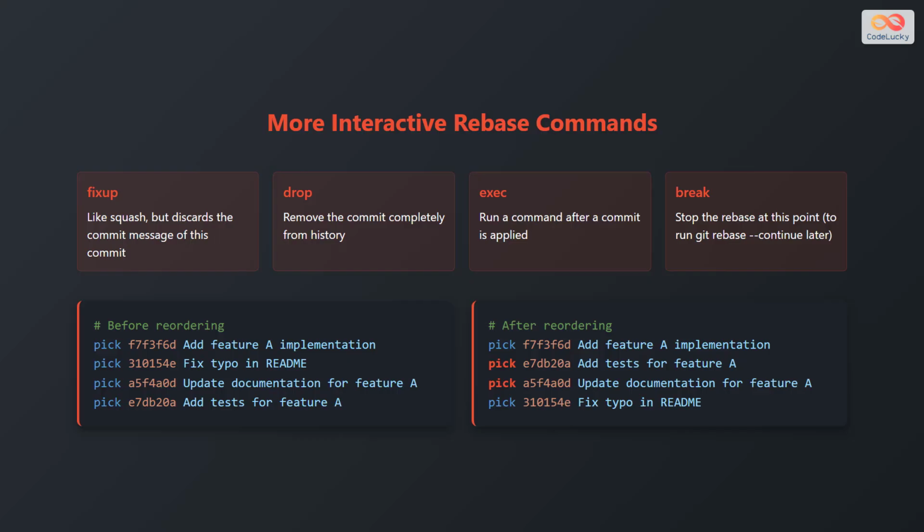Now let's look at an example of reordering commits. Before reordering, the commits are listed in chronological order. First, add feature A implementation, then fix typo in README, then update documentation for feature A, and so on. After reordering, you can change the order of the commits to group related changes together. Here we've moved add tests for feature A and update documentation for feature A directly after add feature A implementation, making the history more logical.